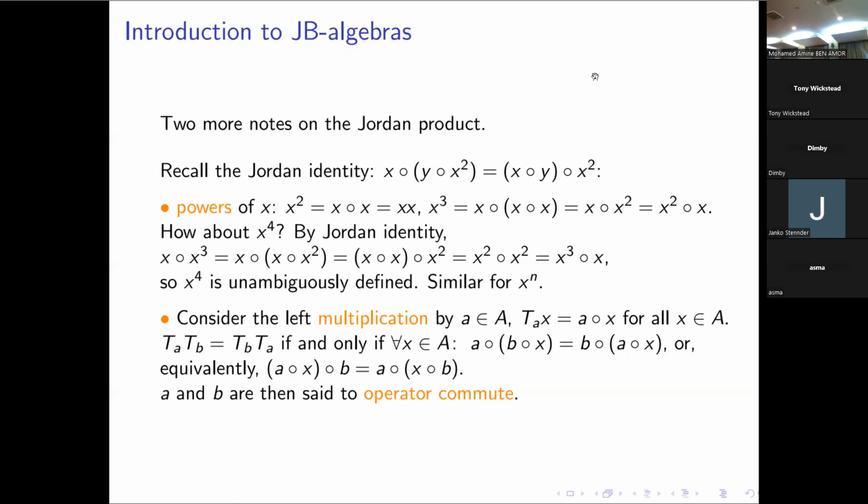And if you take compositions of the multiplication operators, well, composition is associative, but it's not always commutative. And if you write out what commutativity of these two operators would mean, it looks like this, and that is actually a kind of associativity that you get here. So you can formulate an associativity type property of the algebra as these operators being commutative. And two elements A and B are said to operator commute. So that's what we will use later on.